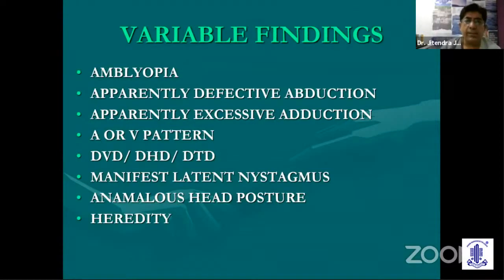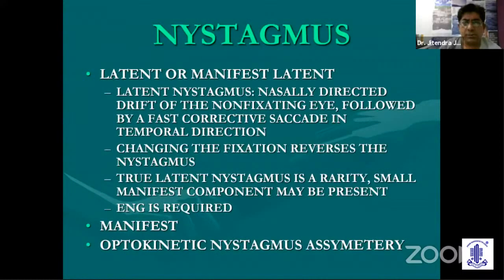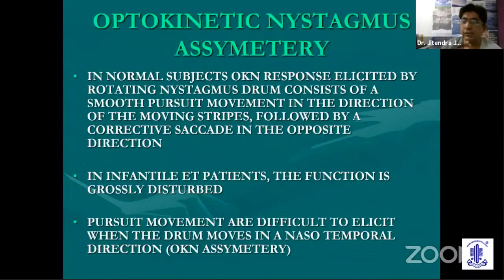This may be hereditary. And the nystagmus is mainly manifest latent nystagmus, but latent nystagmus is obviously a nasally directed drift of the non-fixing eye, followed by a fast corrective saccade in the temporal direction. And we will also talk about optokinetic nystagmus asymmetry, which is nothing but it shows that the esotropia was there in very early life. So basically, what is an optokinetic nystagmus?